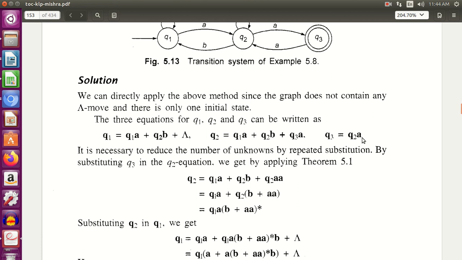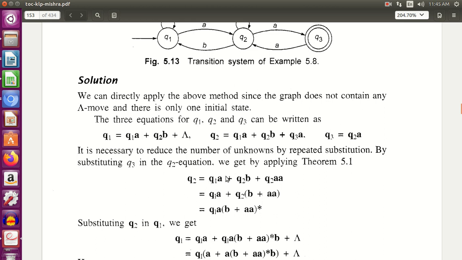So, for finding out the expression of Q3, we need to analyze the equation of Q2. So, let's analyze the equation of Q2 and come to the equation of Q2. Over here we have Q1A plus Q2B plus Q3A.